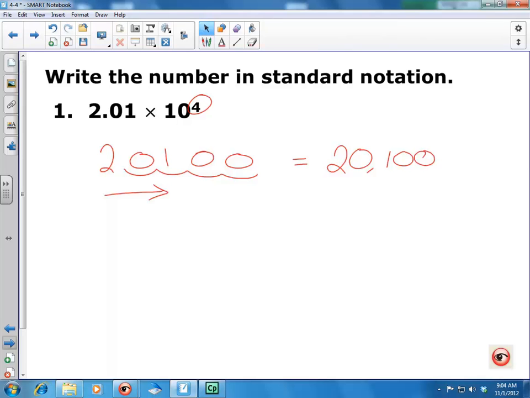Another way to help you remember this is, remember, if it's a negative exponent, your answer is going to be really, really, really small, meaning a number behind a decimal. And if it's positive, it's going to be really, really, really big, which means that it's going to be, well, in this case, no decimal. Let's take a look at our next example.